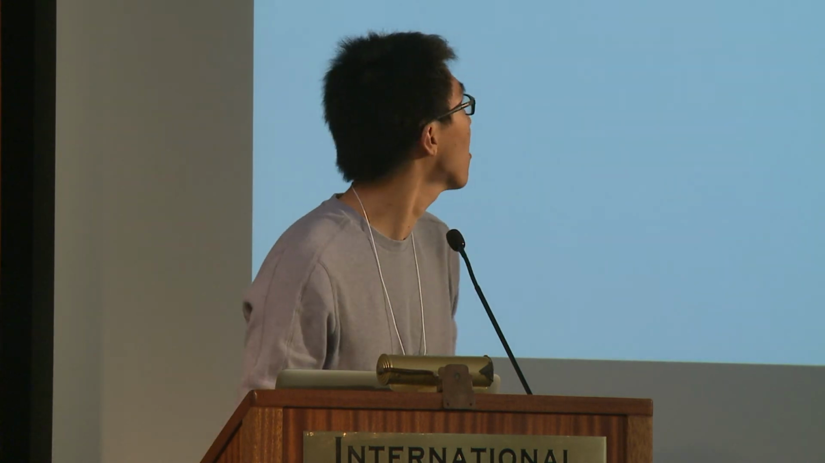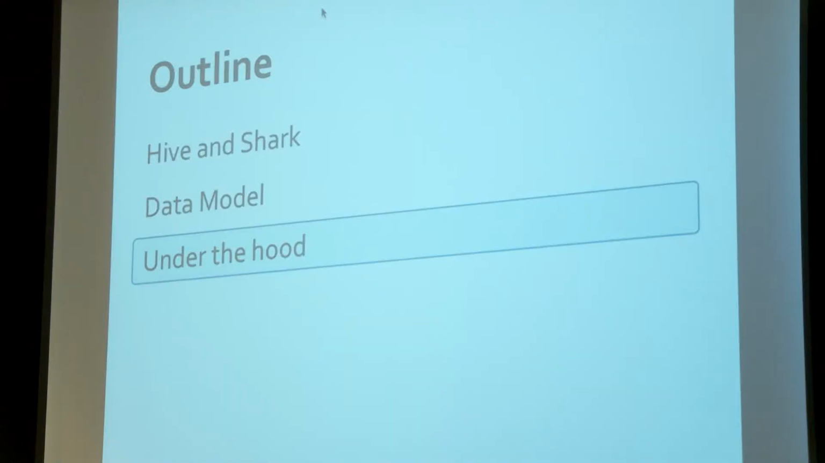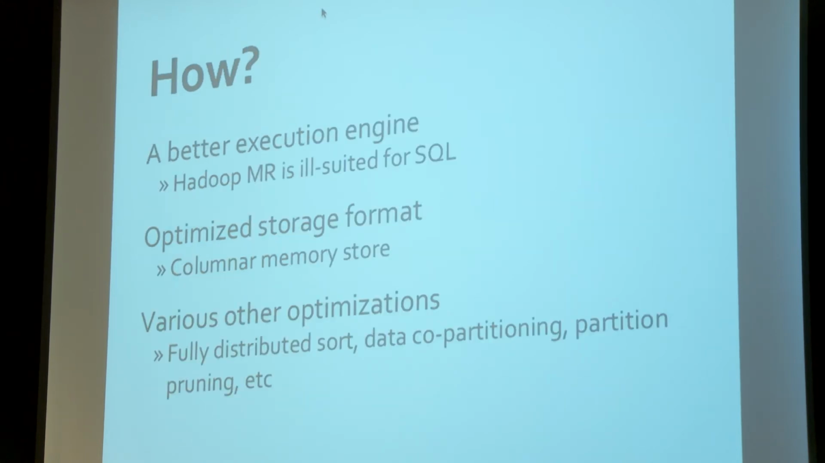The last part of the talk is on what's under the hood. What have we done to make it fast, and why is it fast? I think it boils down to mainly 3 points. One is that it uses a fundamentally better execution engine than Hadoop MapReduce, because Hadoop MapReduce is not very well suited for query processing. I'll expand on why in a minute.